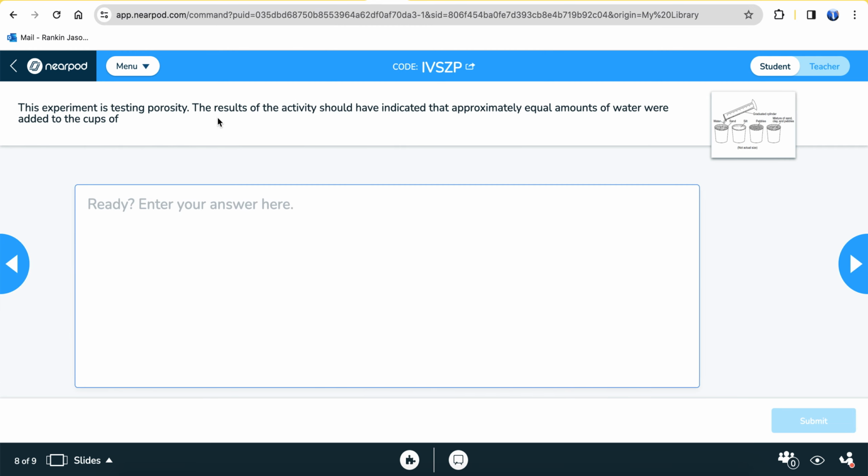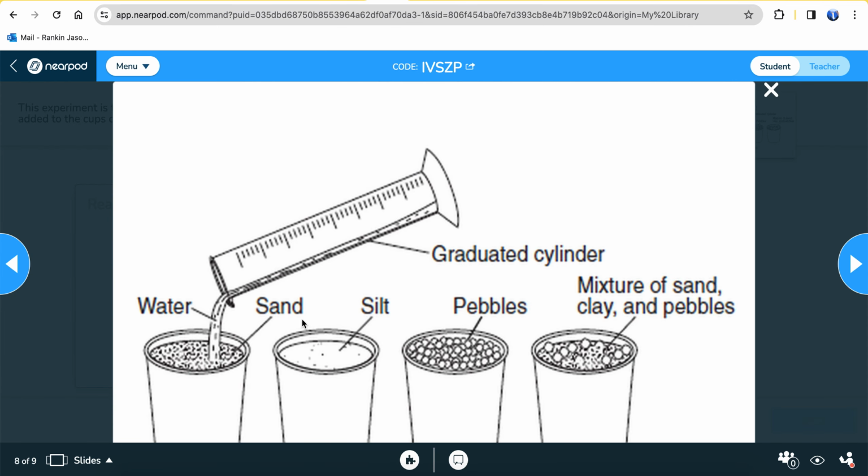All right, the experiment is testing porosity. The results of the activity should have indicated that approximately equal amounts of water were added to the cups. Here we have sand grains, silt grains, pebble grains, and a mixture of sand, clay, and pebbles. So which one of these would you pour in equal amounts of water to fill up all of the air spaces in these samples? Think about it, pause the video, and once you have your answer, you can unpause it and listen to the answer.